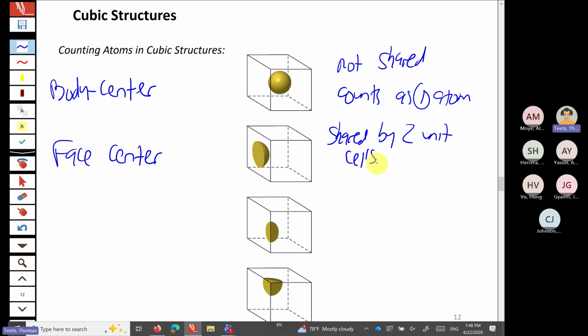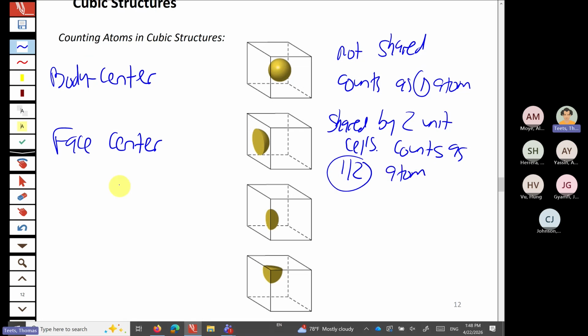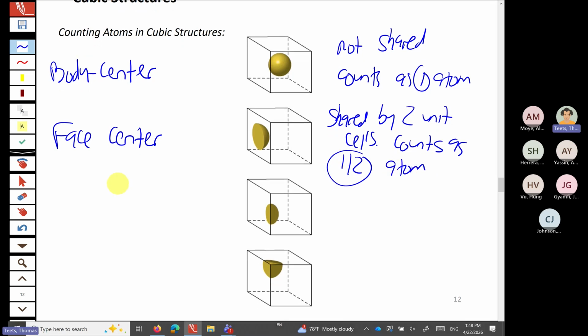So each face center atom is going to count as 1/2 for that one specific unit cell. All right. Now you're going to typically have more than one face occupied, so you're not going to have half atoms in the structure, obviously, but you'd count each of the face centers that's occupied as half of an atom. Counting is going to be, as I said, a little bit more important for ionic compounds, but we'll talk about it a little bit for metals as well.